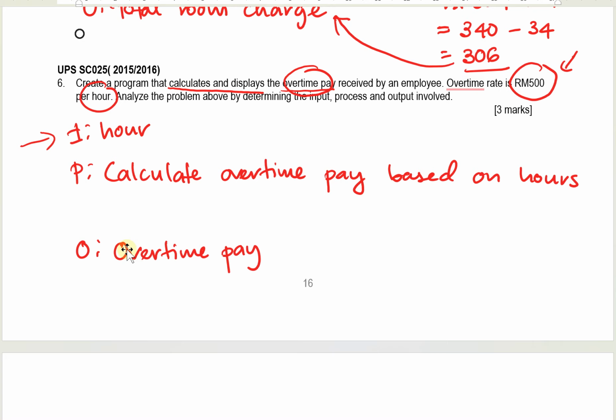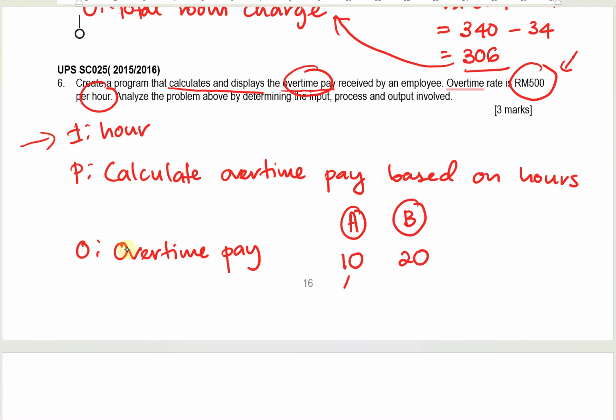Let me show you. For example, you have two employees, A and B. What is the difference between employee A and employee B in terms of the overtime pay that they will receive? Let's say employee A works extra 10 hours that month, and employee B works extra 20 hours that month.